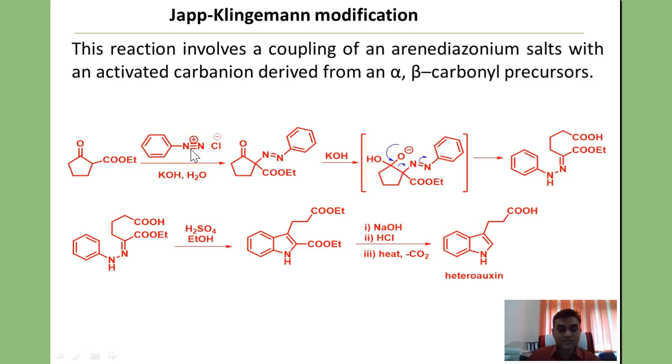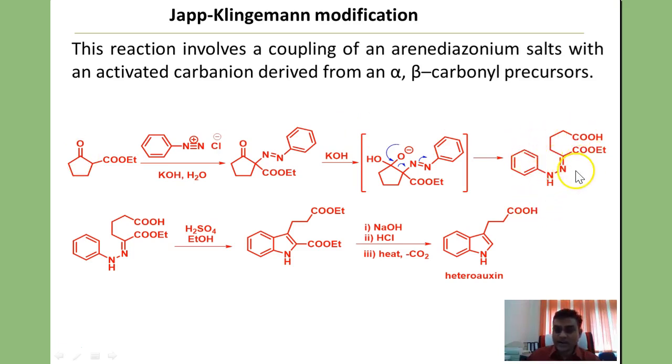This diazonium salt reacts with an activated compound, a beta-ketoester, and it undergoes diazonium coupling, and then carbon-carbon bond cleavage, and subsequently it forms this hydrazone derivative. So we now have the hydrazone without utilizing phenylhydrazine, and here only diazonium coupling has been employed in the formation of this one. So this Japp-Klingemann modification is possible only when activated systems like beta-ketoesters are employed.